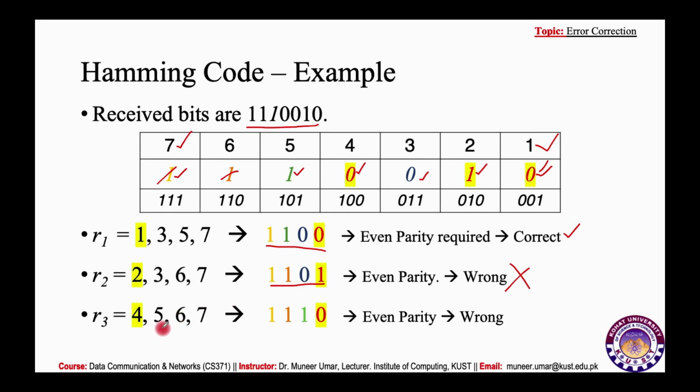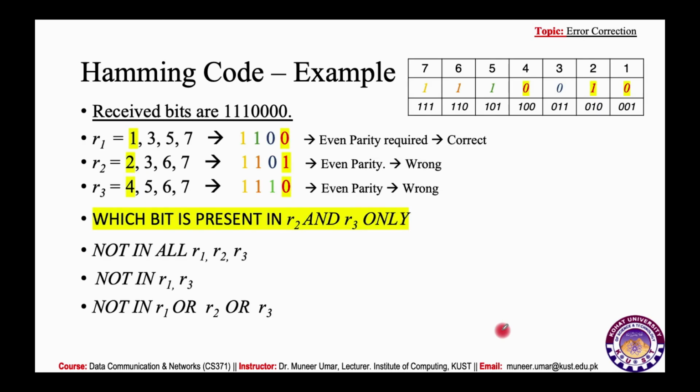For R3 we have 567, so it should give us even parity. For 567 we have 111. So 111 here, and the R3 is 0. This one is also not even parity. The number of ones is odd, not even. So this test is also wrong.